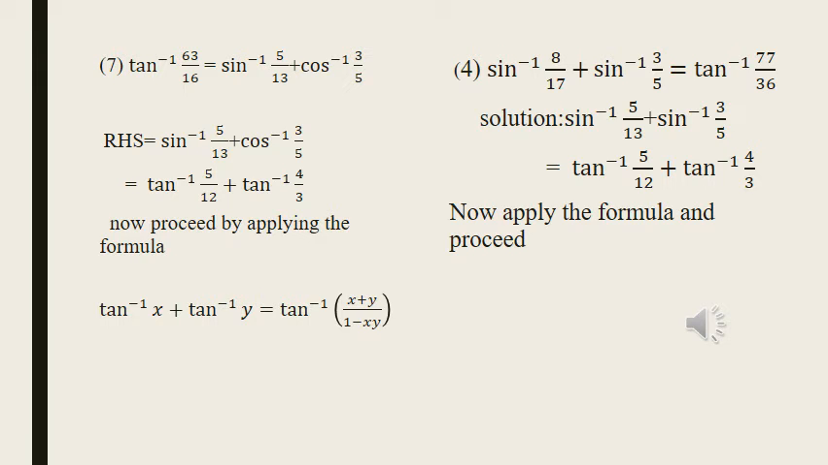Now question number 4 also same way. Sine inverse 8 by 17 plus sine inverse 3 by 5 equal to tan inverse 77 by 36. Then this also you change in terms of tan inverse. Then apply the formula. We will be getting the right hand side.